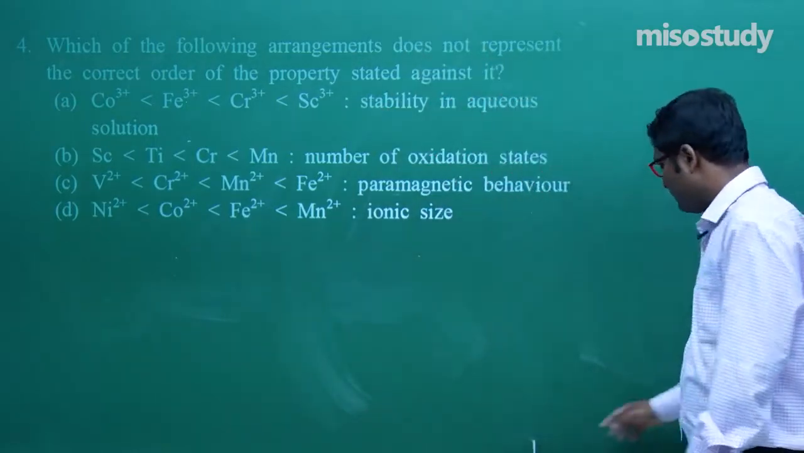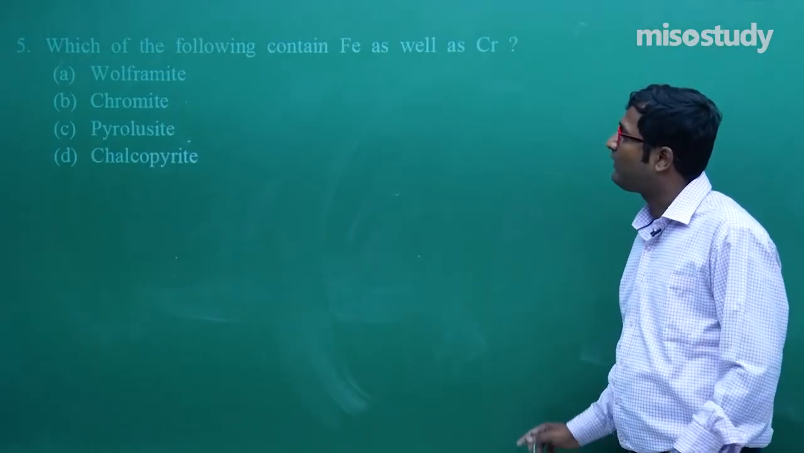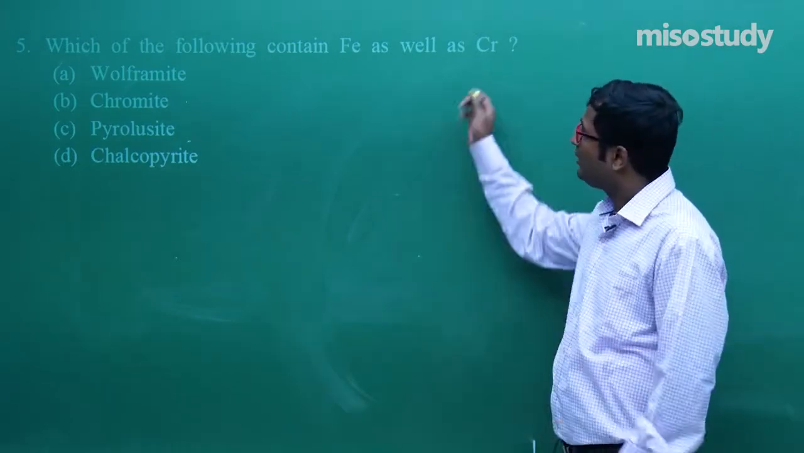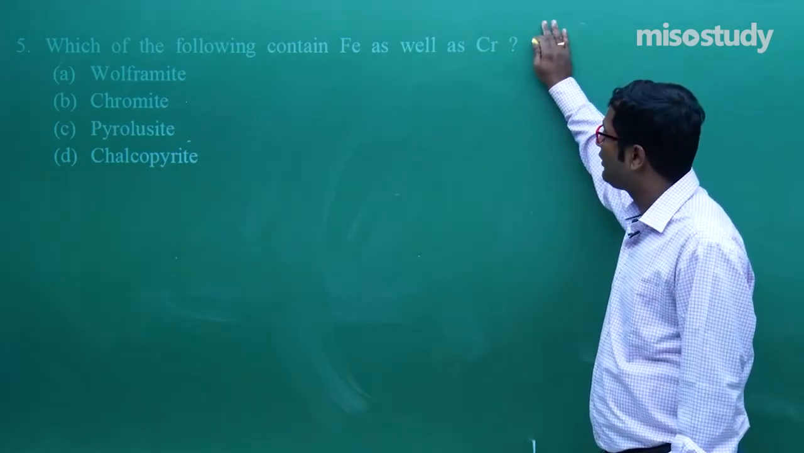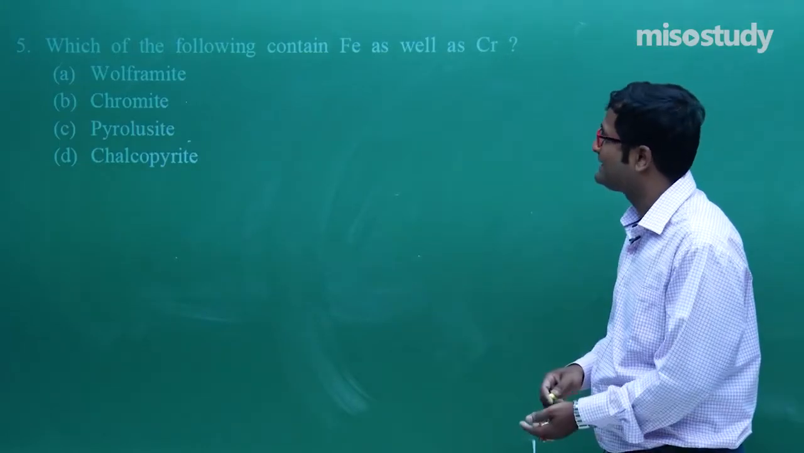Now the next one, question number 5. This is completely theory based. The question asks, which of the following contains Fe as well as Cr?